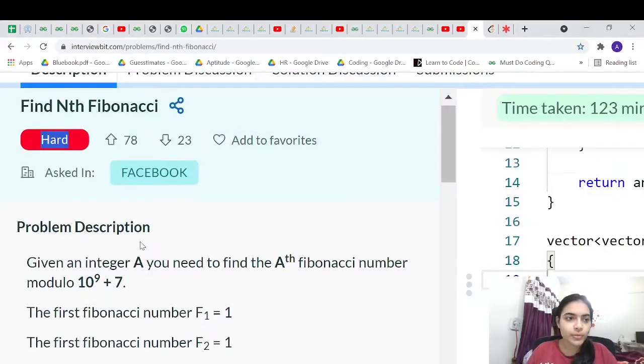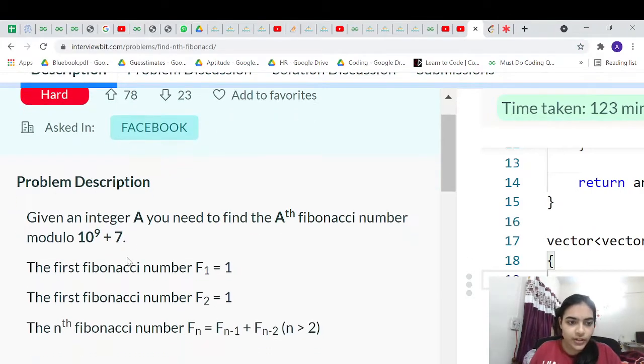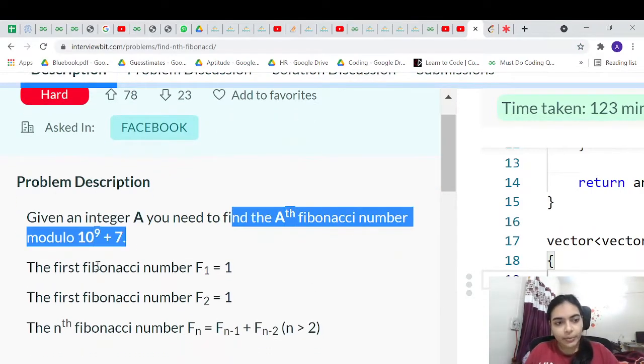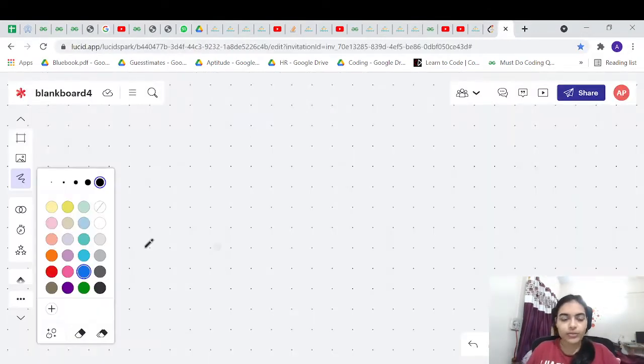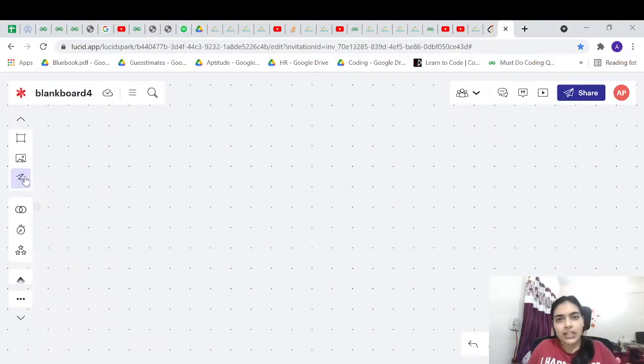Today we're going to solve the problem called find nth Fibonacci number. So given an integer n, you need to find the nth Fibonacci number, right? So let's try to understand what a Fibonacci number is. A Fibonacci number is just a series.